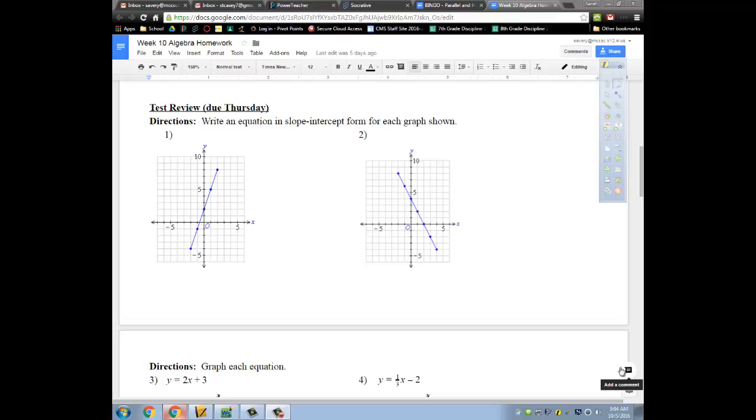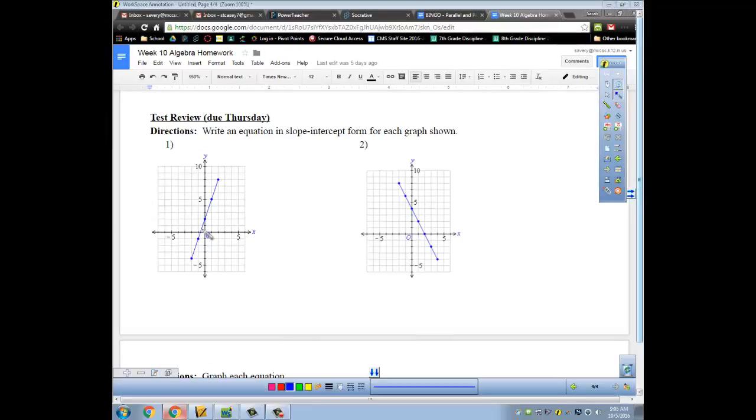So for number 1 and 2, we want to write an equation in slope-intercept form. So we need to figure out what is our m and what's our b. The b is the easiest thing to find. Where is it hitting the y-axis? That is at 2, so my b is 2.